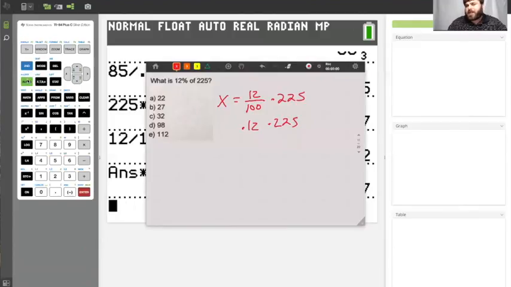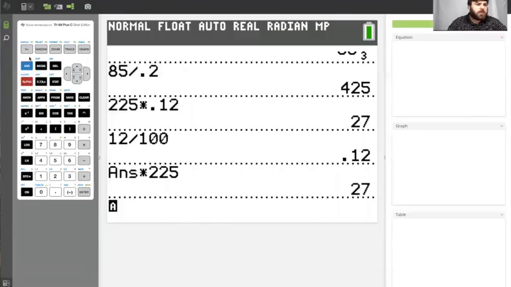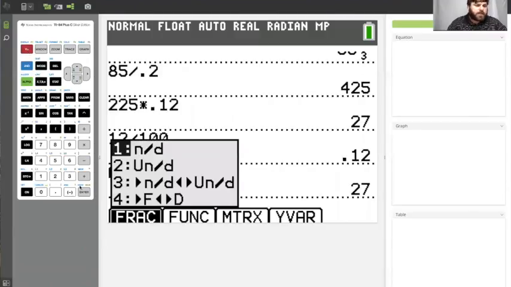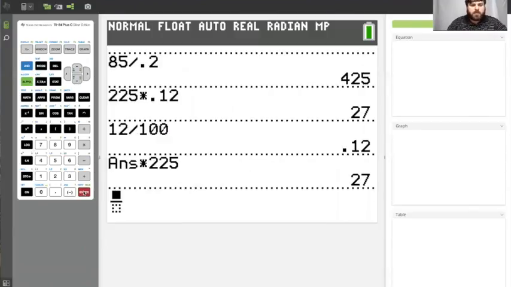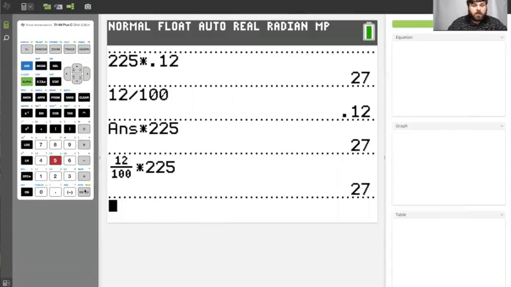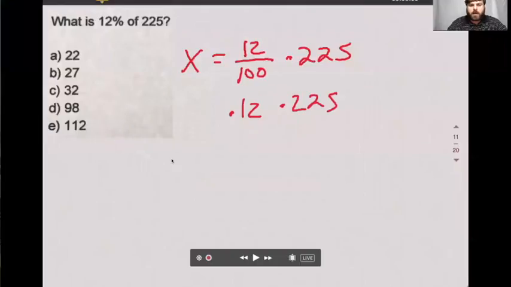12 divided by 100 times 225. You can do that. Alpha y equals is where your fraction is. And you can do 12 divided by 100. Then just multiply that by 225. You'll get 27 either way. So there's a couple different ways. That's all preference. Got to just pick whichever way you like the best.